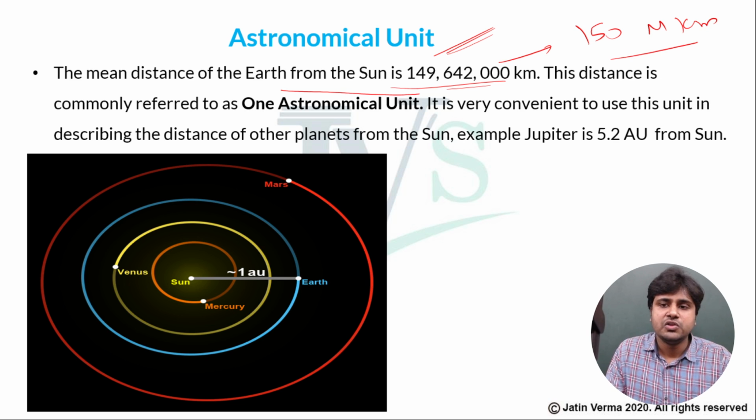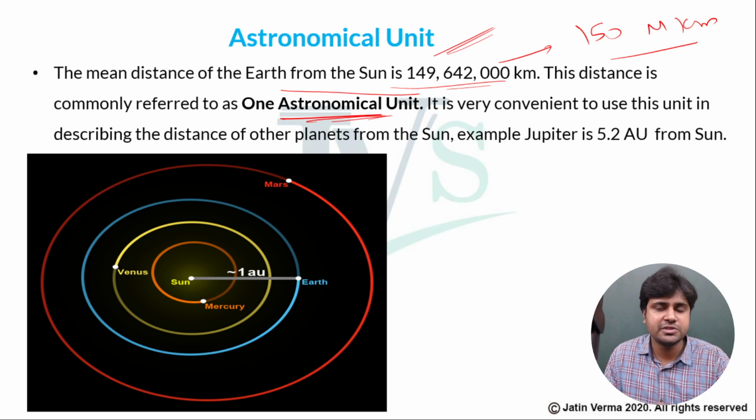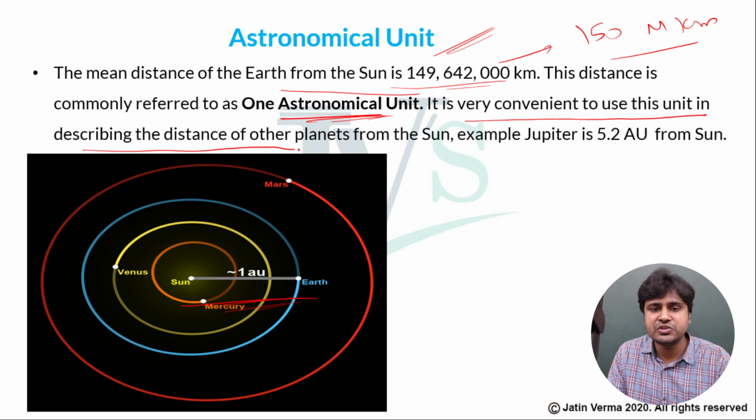Clear? So, this 150 million kilometers is represented as one astronomical unit. So in very simple terms, one astronomical unit is nothing but the distance between the sun and the earth. It is roughly 150 million kilometers. Clear? Now, why do we have this unit? What is the use? Just look at the statement. It is very convenient to use this unit in describing the distance of other planets from the sun. For example, Jupiter is 5.2 astronomical units from the sun.